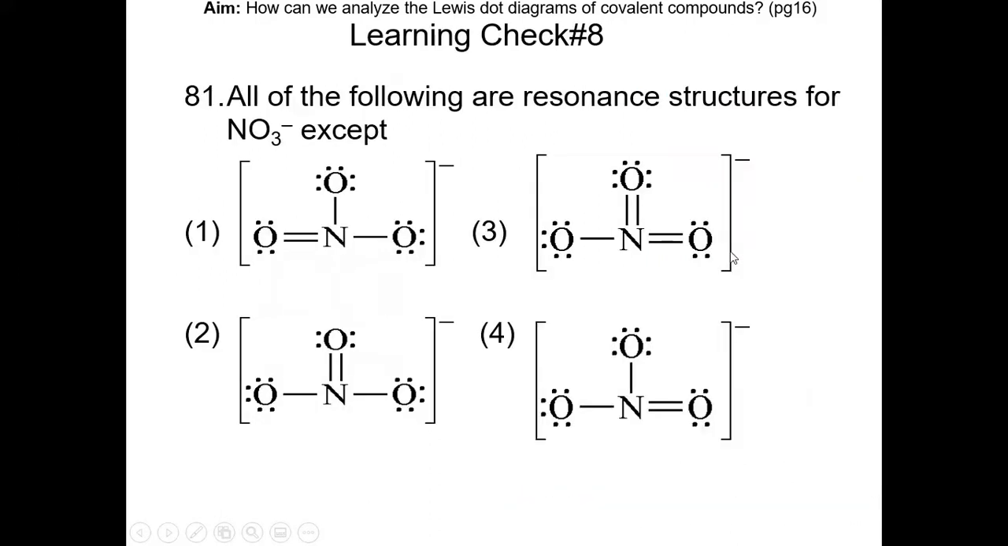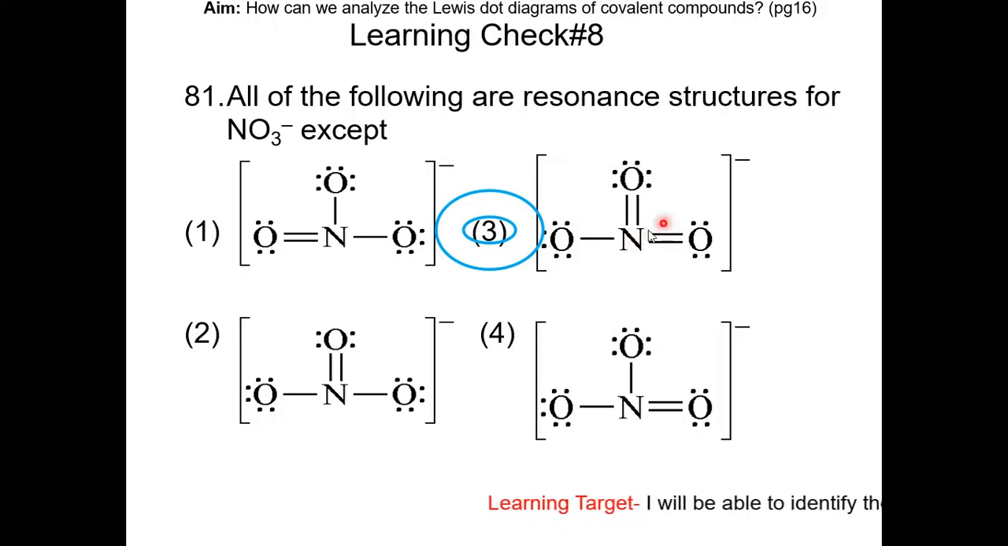Learning check number 8. All the following are resonance structures for NO3- except for what? Pause the video and resume once you complete it. So the answer is choice 3. If you compare choice 3 with the other choices, it has extra electrons. It has 2 extra electrons. In resonance structures, electrons move around within the molecule. You do not add or take away any electrons.